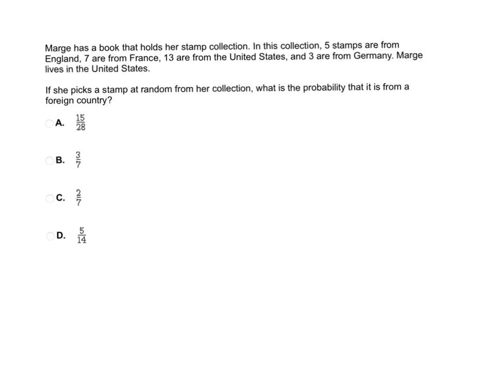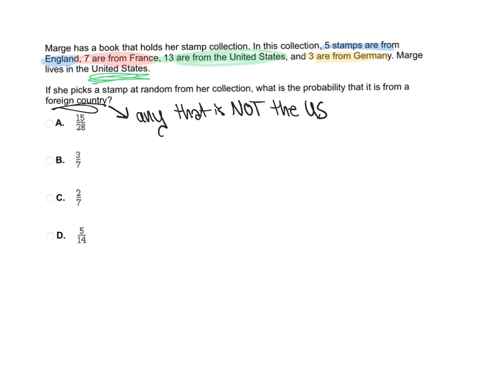It says she has a stamp collection, and 5 stamps are from England, 7 are from France, 13 are from the United States, and 3 are from Germany. But it also tells us an important piece of information: she lives in the United States. When we read through this question, it says if she picks a stamp at random, what's the probability it's from a foreign country? So this is going to mean any country that is not the US.